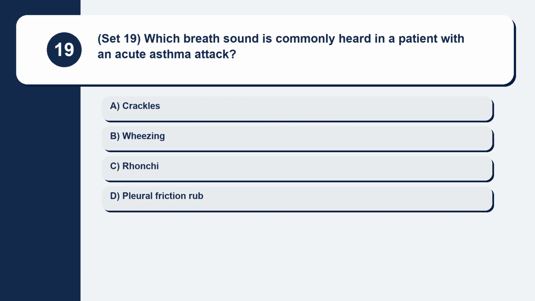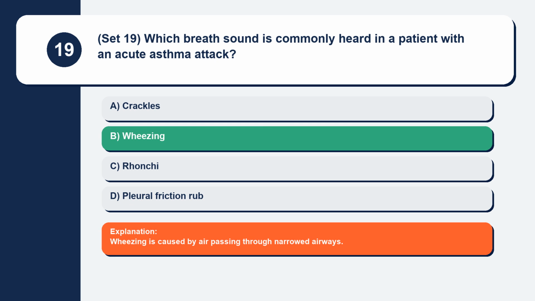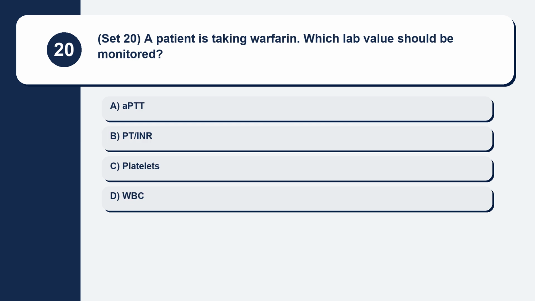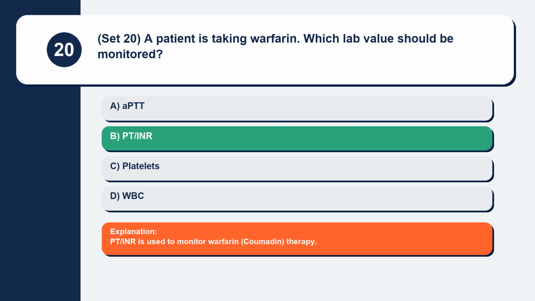Question 19. Set 19. Which breath sound is commonly heard in a patient with an acute asthma attack? Crackles, wheezing, rhonchi, pleural friction rub. Wheezing is caused by air passing through narrowed airways. Question 20. Set 20. A patient is taking warfarin. Which lab value should be monitored? APTT, PT/INR, platelets, WBC. PT/INR is used to monitor warfarin, Coumadin, therapy.